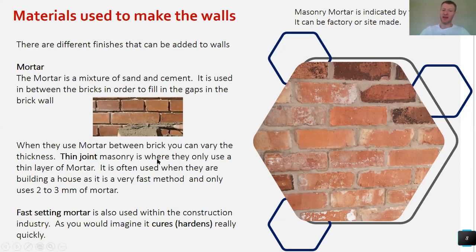You can do thin masonry mortar, where it's about 2 to 3 millimeters thick, and quite often they do this when they're building the houses. Sometimes they can have what we call fast setting mortar, where the mortar in between the bricks sets really, really fast, so you can put more layers of bricks on top of each other and build the house higher.